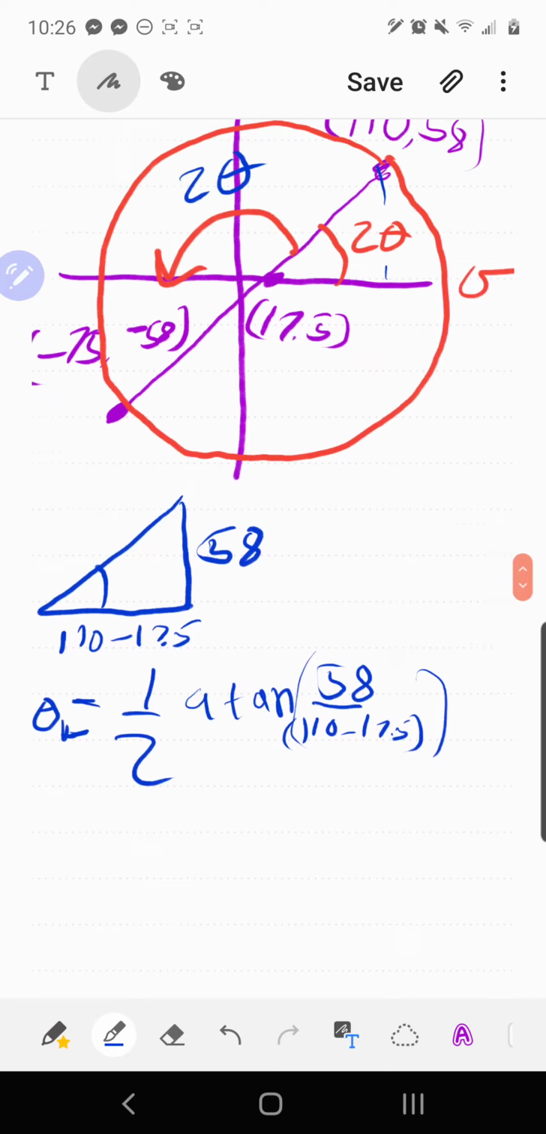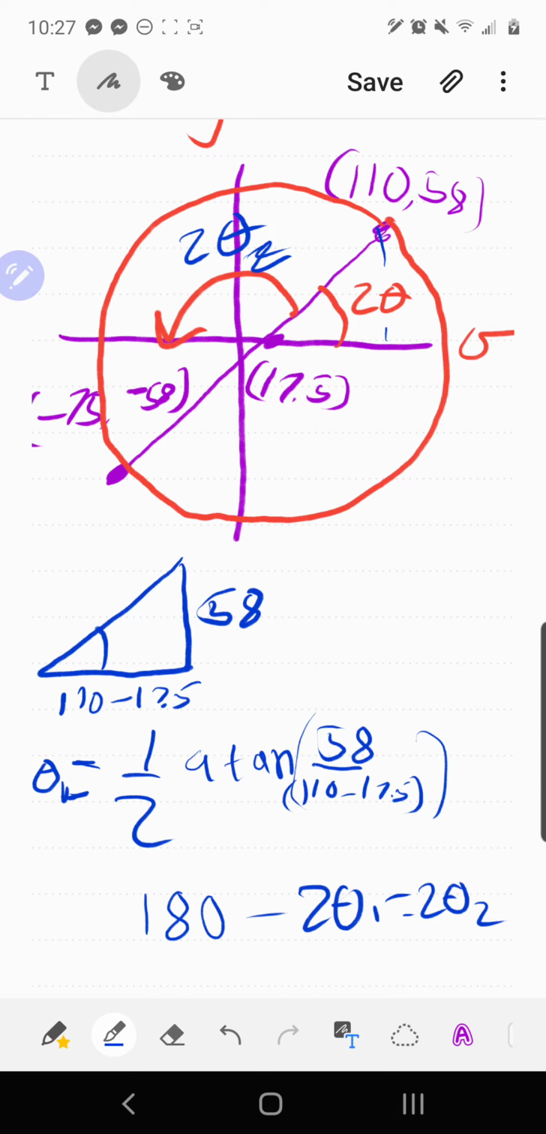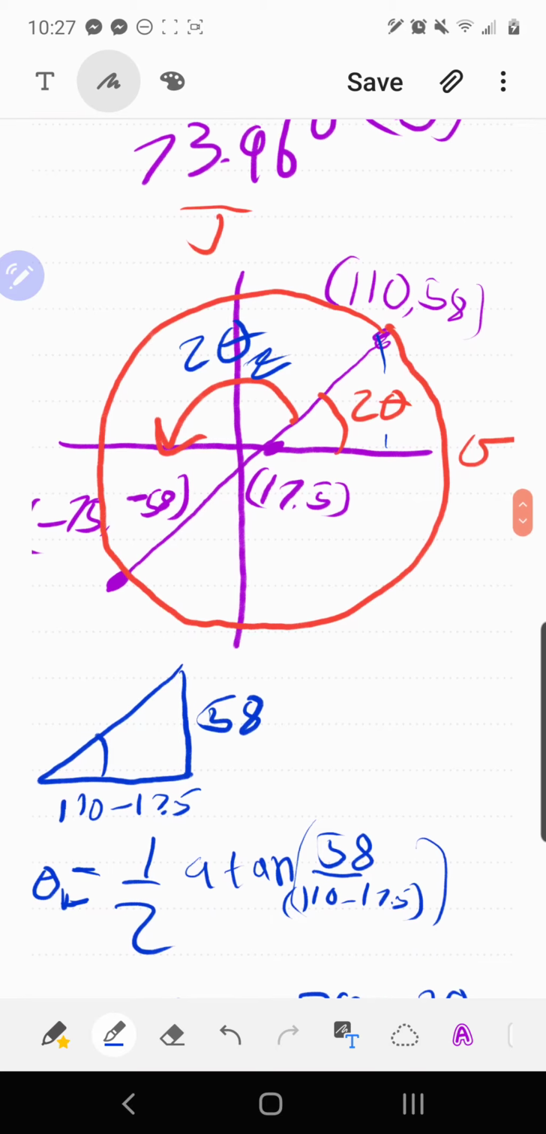And then to get theta 2, we'll do the same thing, only we'll have a different triangle. Or we'll have to take what we have from theta 1, actually 2 theta 1, and 180 minus that. And that'll give us, let's call this 2 theta 2. That'll give us 2 theta 2, which you would divide by 2 and get your answer again. Does that make sense? Hopefully it does. Again, if you have questions, let me know in the comments.